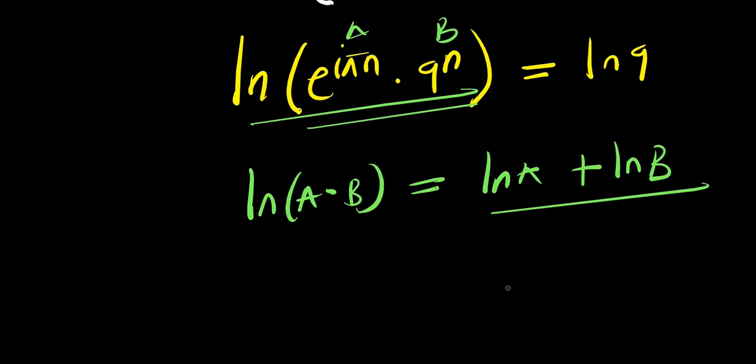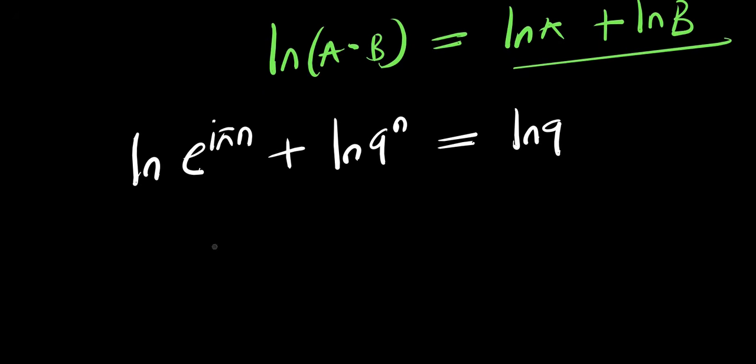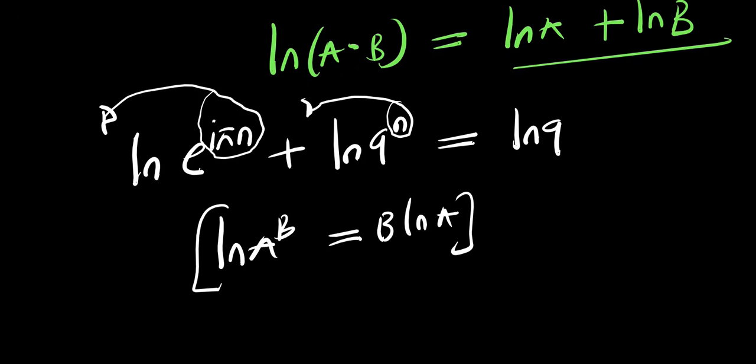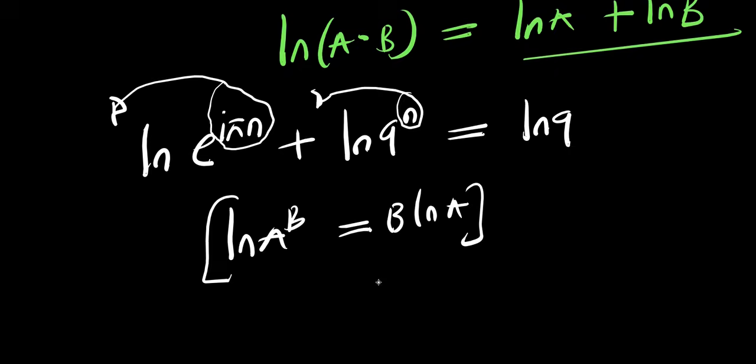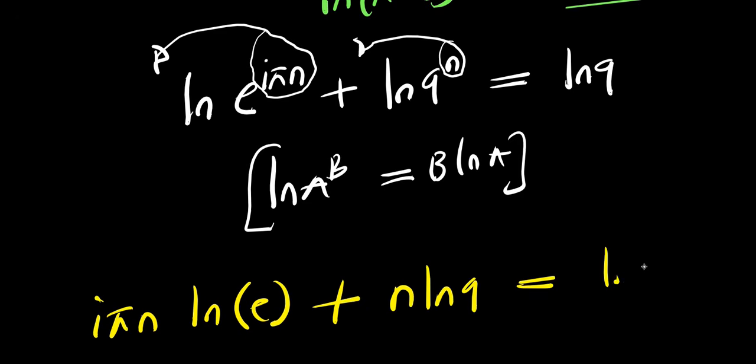So we simply have natural log of e power I times pi times n plus natural log of 9 power n equals natural log of 9. And remember, if you have natural log of a power b, this equals b times natural log of a. So the I pi n will come behind this, and the n also will come behind this. So what you are going to have is I times pi times n times natural log of e plus n times natural log of 9 equals natural log of 9.